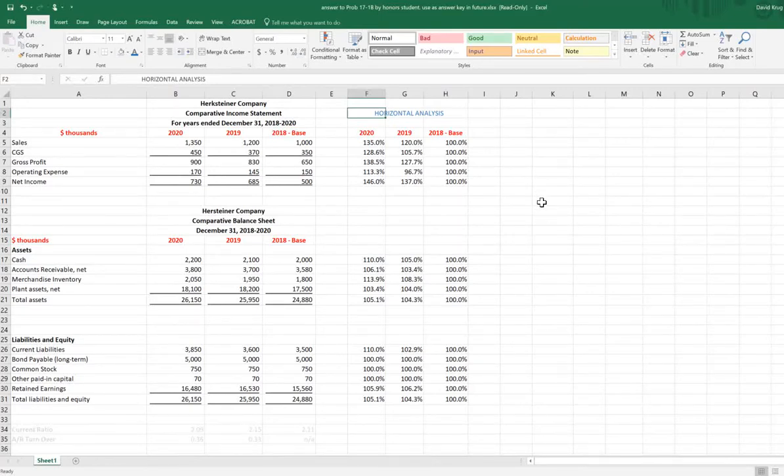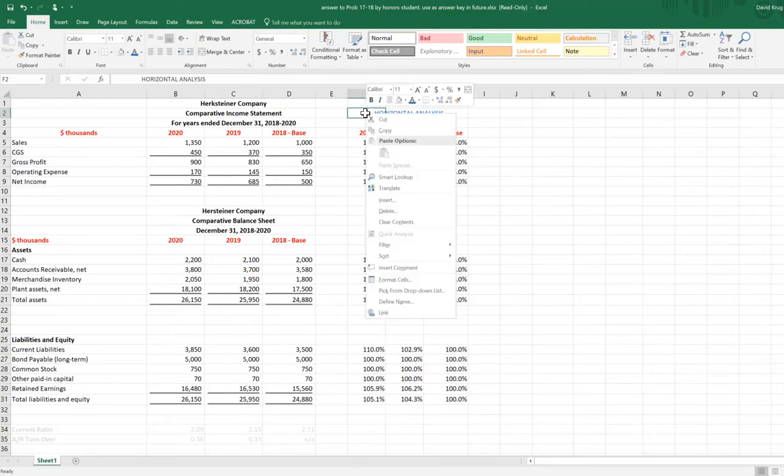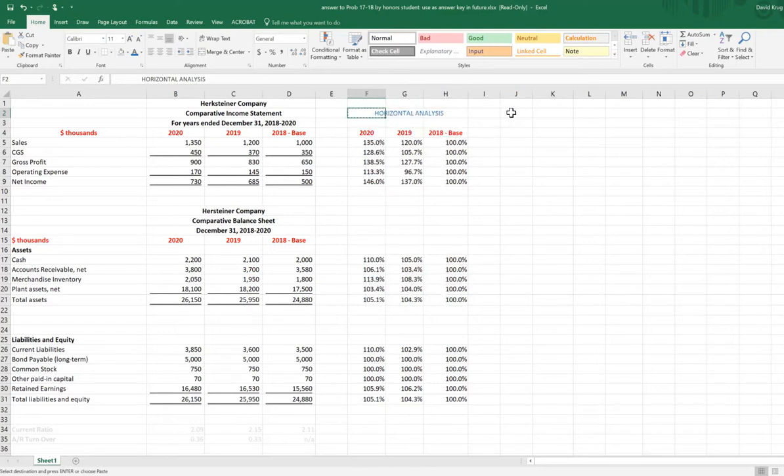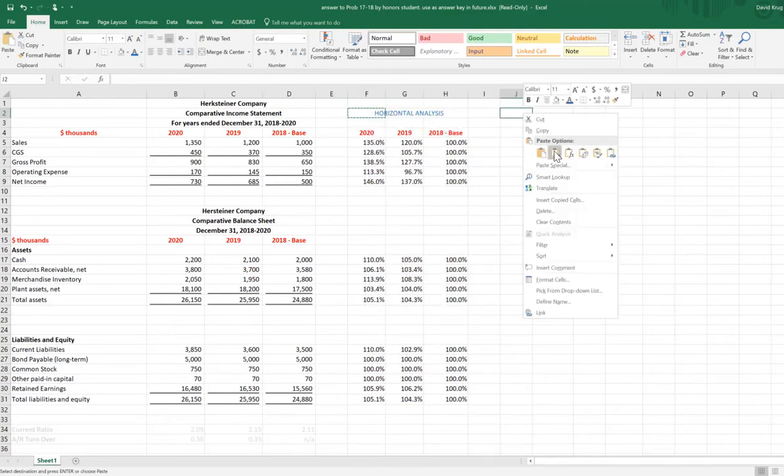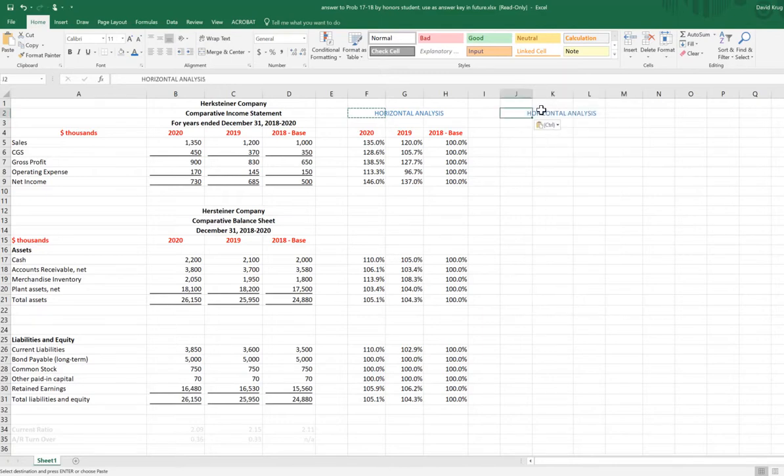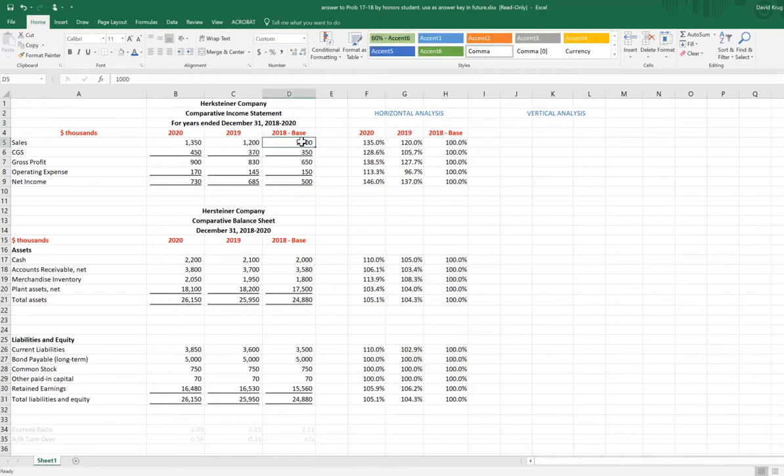Okay. Now, if I wanted to do vertical analysis, what I could do is take this over here and let's change that to vertical analysis. Now, vertical analysis, what it does is it divides everything on the income statement by sales.